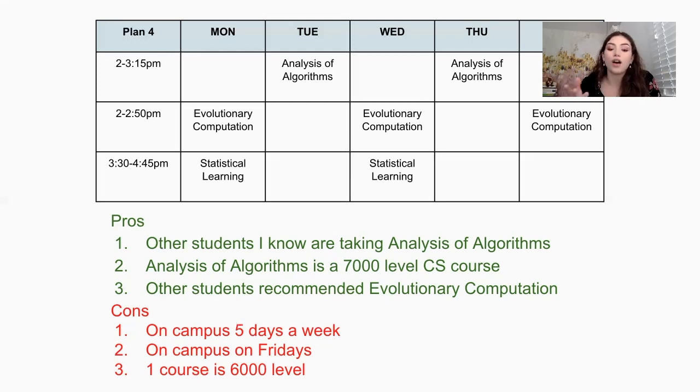Now for the cons, I'd be on campus 5 days a week, and I'd be on campus on Fridays. And also the evolutionary computation course is 6,000 level.